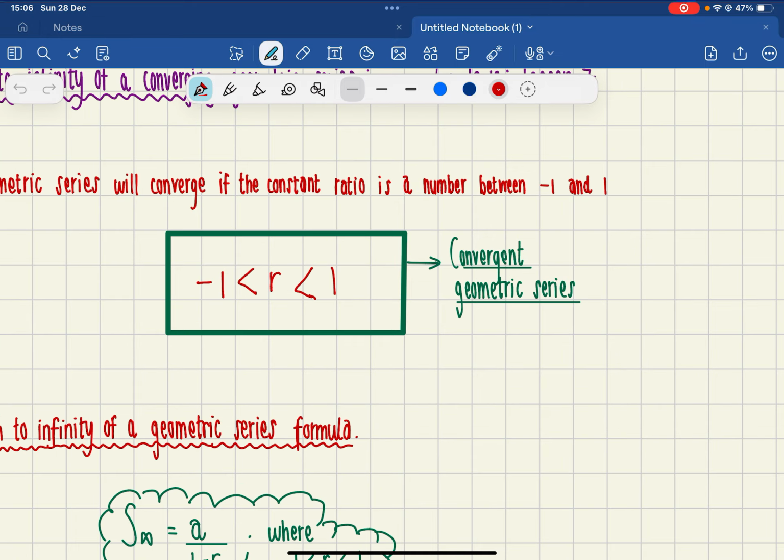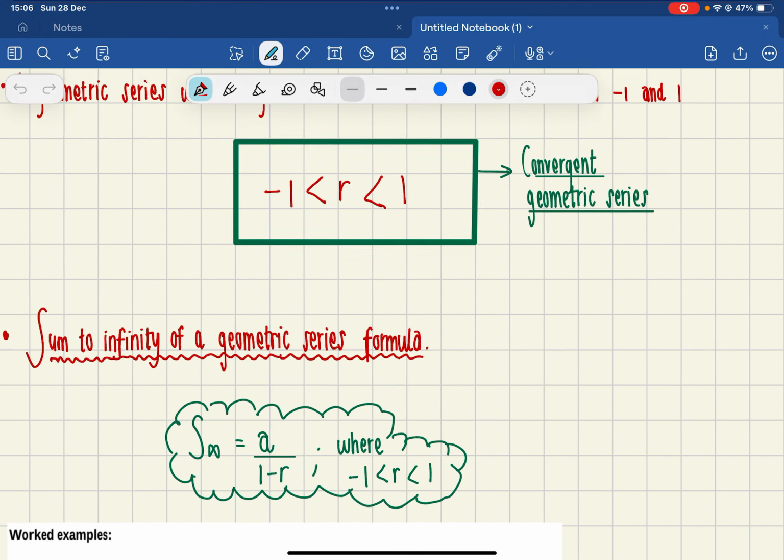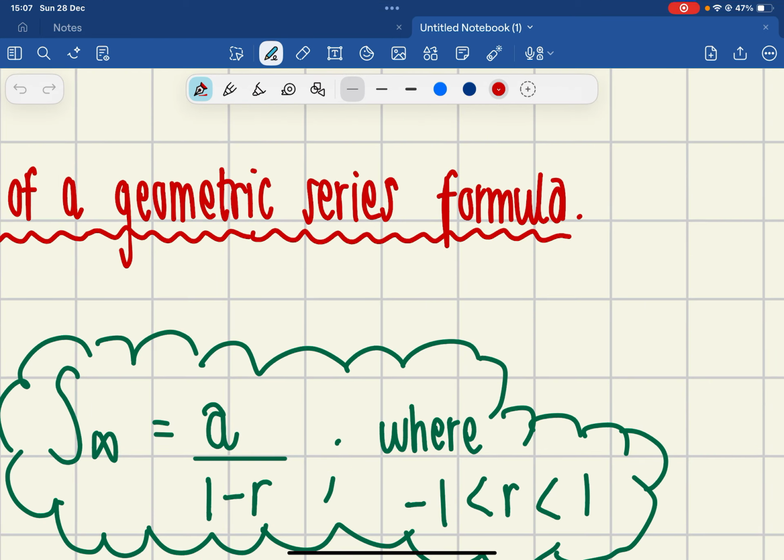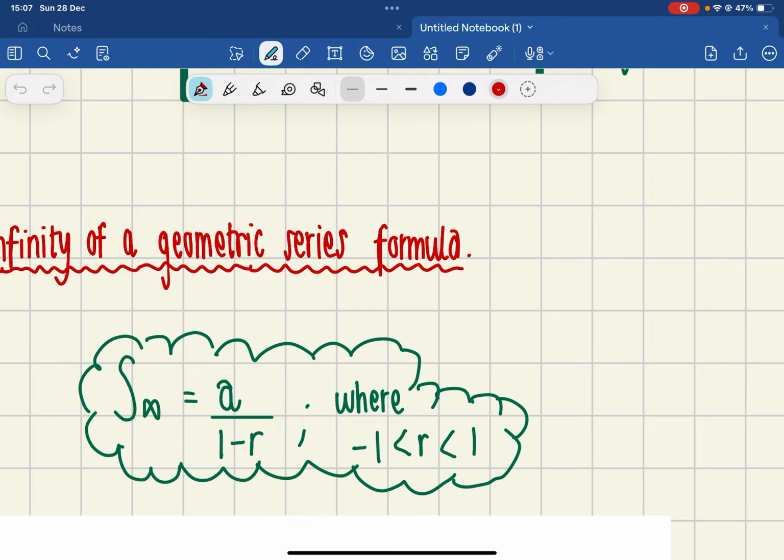The formula for the sum to infinity, boys and girls, as we see here, is S of infinity is equal to a, whereby a is the first term, over 1 minus r, where r is of any value between -1 and 1. Now, boys and girls, we know that r cannot be 1 because that would give us an undefined answer, because anything divided by 0 is undefined.